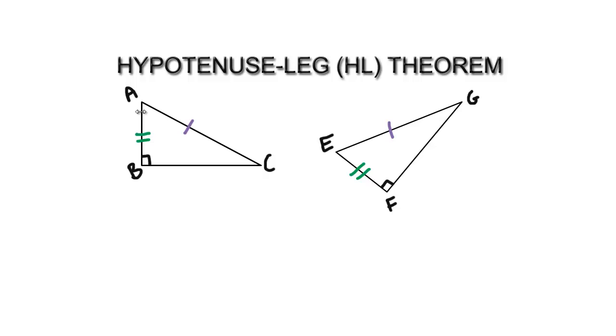then if you have the hypotenuse and a leg of a right triangle that are congruent to the hypotenuse and leg of the other triangle, that's enough to prove that triangle ABC is congruent to triangle EFG by using the HL theorem.